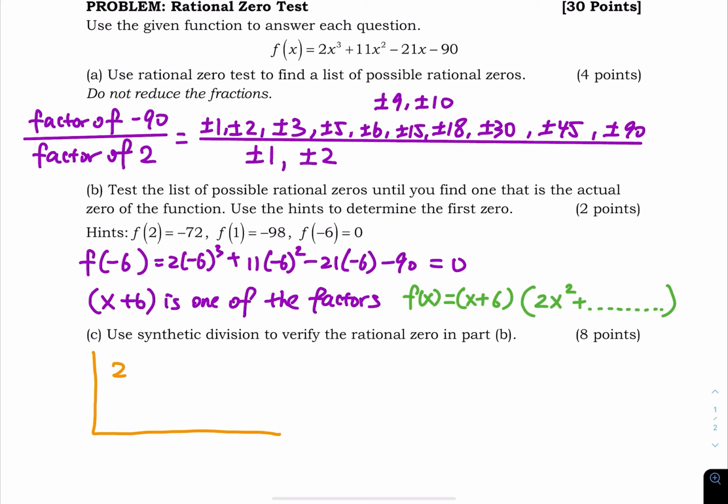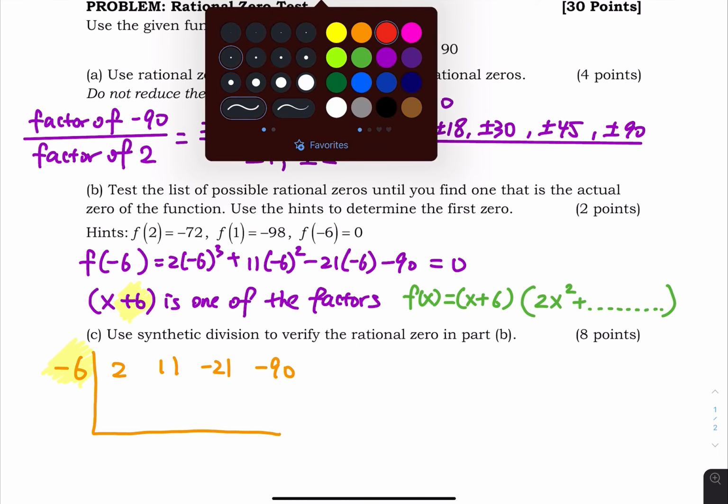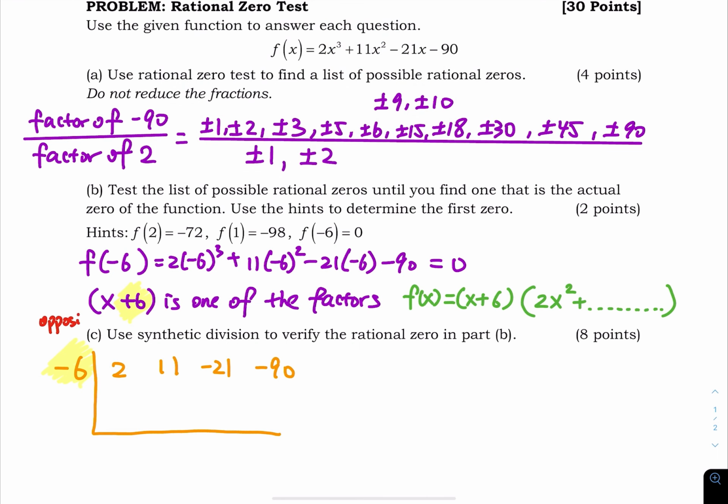So that will be 2, 11, negative 21, and then negative 90, and then what number goes here? That number is negative 6, and this negative 6 and this 6 must have the opposite sign. If this is a plus 6, then this is a minus 6. If this is a minus 10, then this is a positive 10. If this is a minus 50, then this is positive 50. They must have the opposite sign. Let's put a note right here: opposite sign.